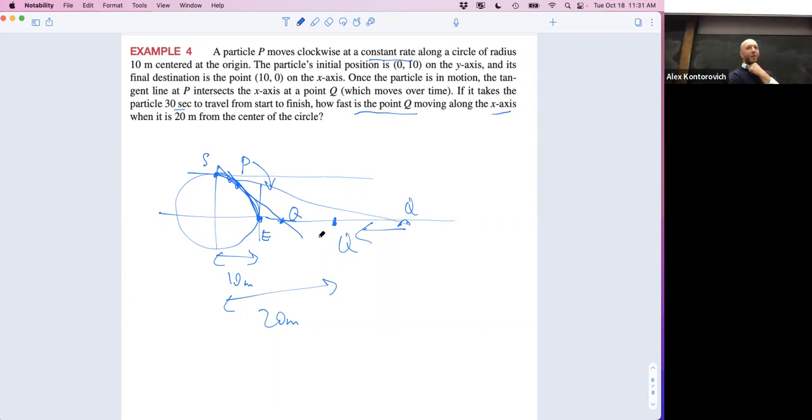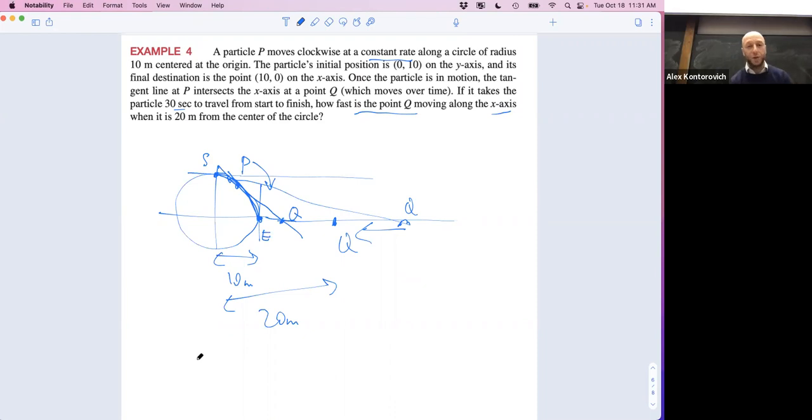What have people drawn so far? We're going to run out of time if I let this go too long. What have people drawn? Have you drawn a picture like this? Okay. We need a variable. What's a reasonable variable?